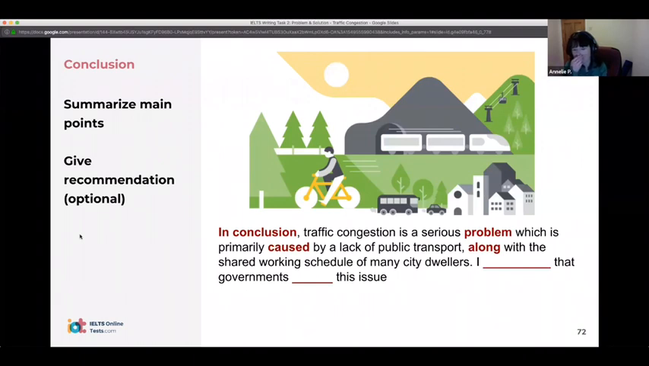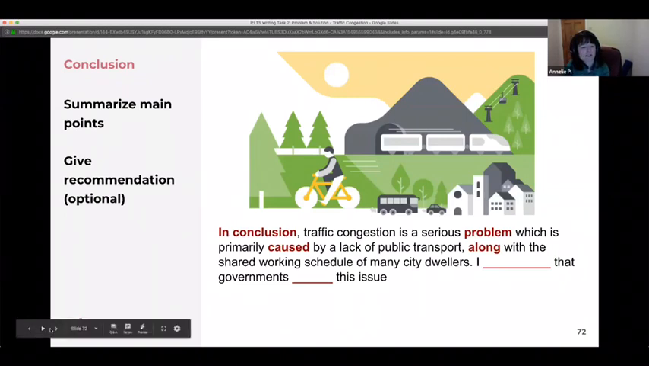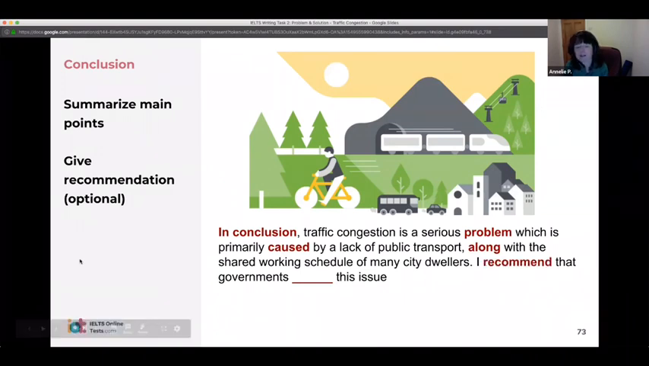So we've got lots of "I believe," you know, "I recommend that," "I suggest that," "I propose that." Very nice, Ram. Okay. "I strongly suggest." Very good options there. So we've had "recommend." Okay. "That governments." Okay, very nice.